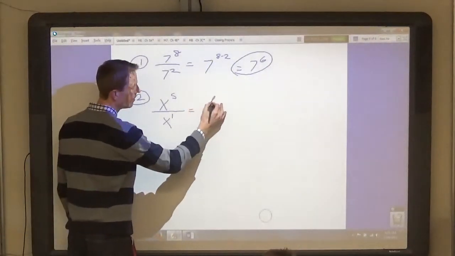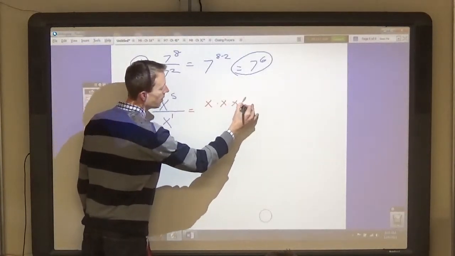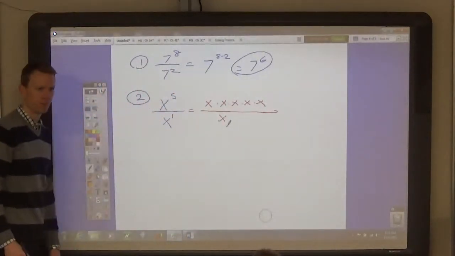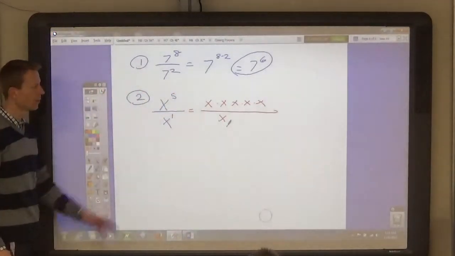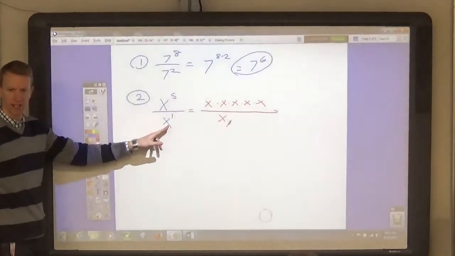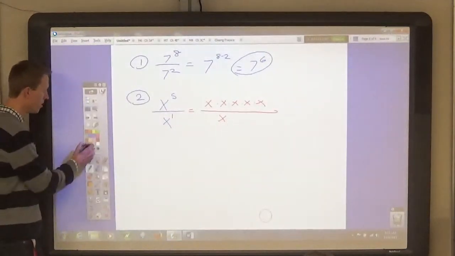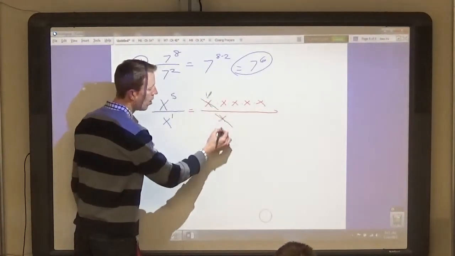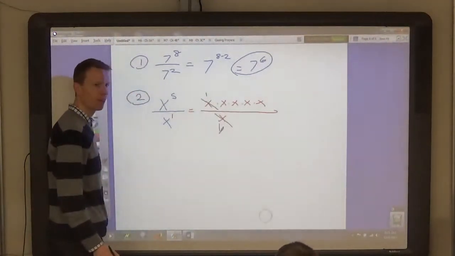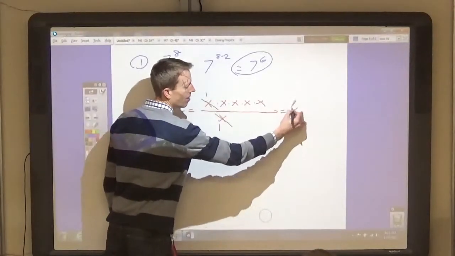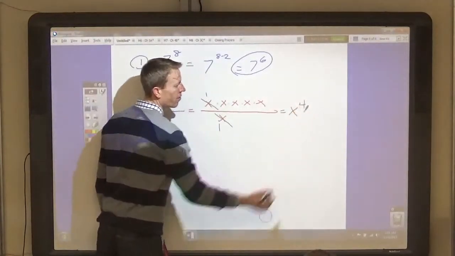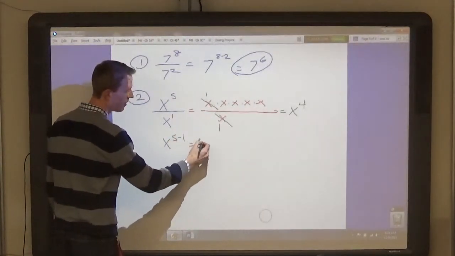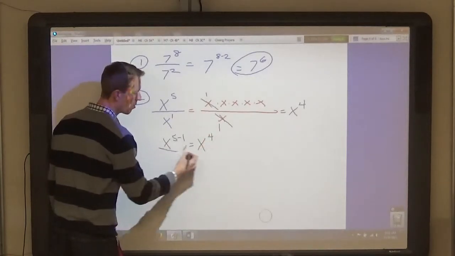Think of it this way. This is x times x over 1x. That's what x to the 5th over x looks like in expanded form. So, when you cancel each one, x divided by x is 1. And what are you left with? X to the 4. Or x to the 5 minus 1 is x to the 4th power.